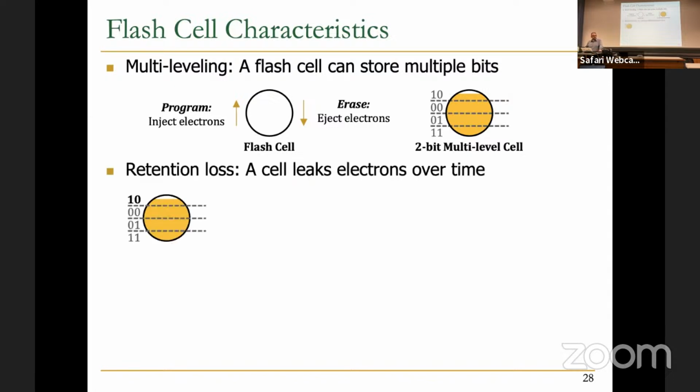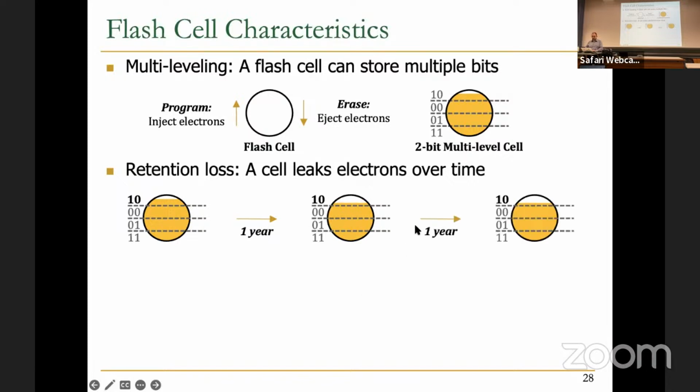We have retention loss, same as DRAM, but it's not as fast as DRAM. So a cell leaks electrons over time. This is the initial state, let's say. After 1 year, you have some loss, and after another year, you have more loss. And at some point, you can get a retention error, essentially.